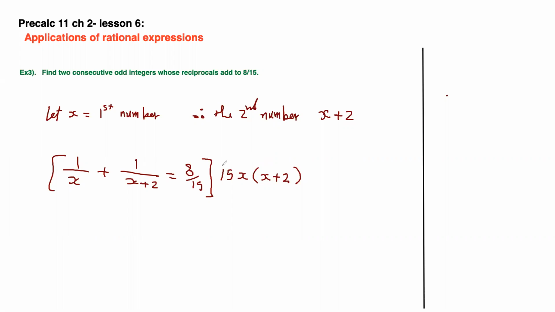When you multiply this here to here, the x's would cancel, because again, you multiply it only to the bottom. The x's would cancel, you're left with 15 times x plus 2. When you multiply this to here, the x plus 2 will cancel, and you're left with 15x. When you multiply this to this, the 15 would cancel with the bottom, and you're left with 8x, x plus 2.